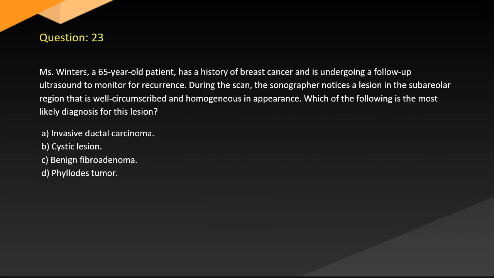Question 23. Ms. Winters, a 65-year-old patient, has a history of breast cancer and is undergoing a follow-up ultrasound to monitor for recurrence. During the scan, the sonographer notices a lesion in the subareolar region that is well circumscribed and homogeneous in appearance. Which of the following is the most likely diagnosis for this lesion? A. Invasive ductal carcinoma. B. Cystic lesion. C. Benign fibroadenoma. D. Phyllodes tumor.